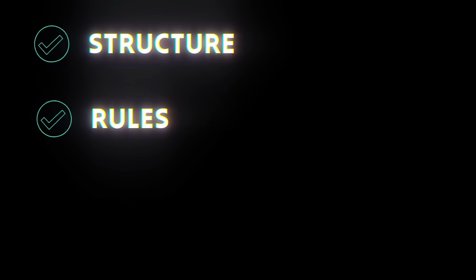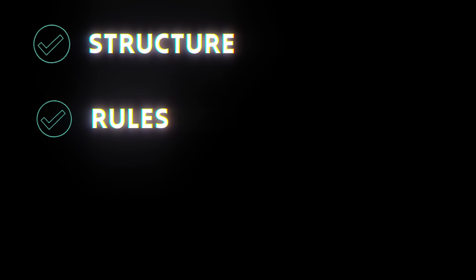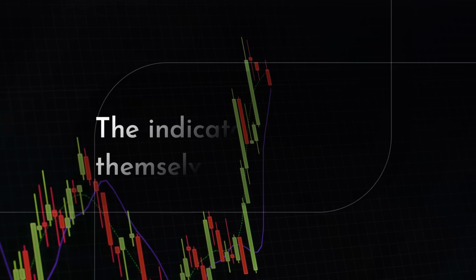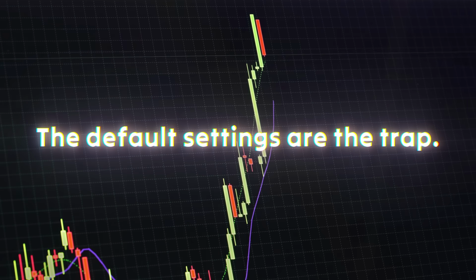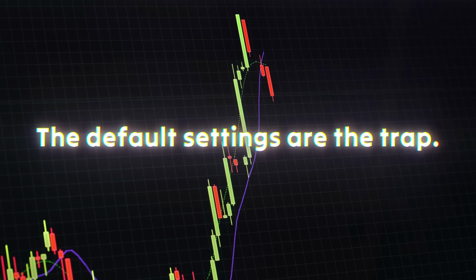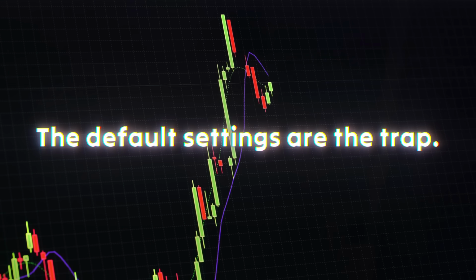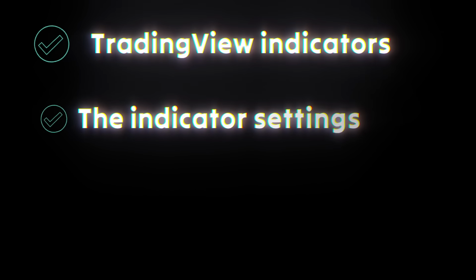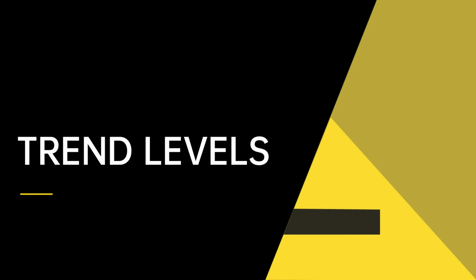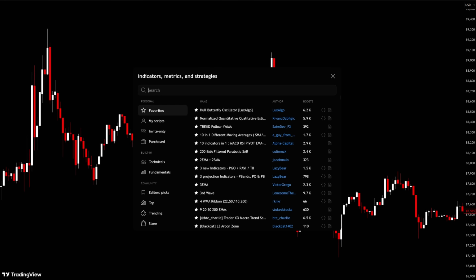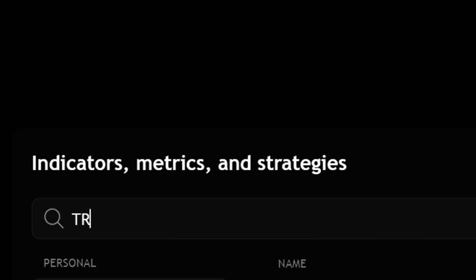At this point, you understand the structure, you understand the rules, but here's the part most traders get wrong, and this is where the edge actually comes from. The indicators themselves are free. The default settings are the trap. If you use them out of the box, you'll get noise, fake signals, and constant color changes that destroy discipline. Now I'll show you the exact tools and the exact settings that make this work. The signal generator used here is Trend Levels by ChartPrime on TradingView. This indicator produces the arrows you've been seeing.